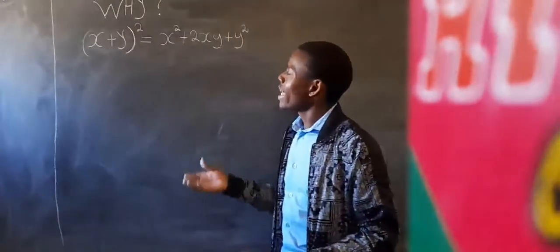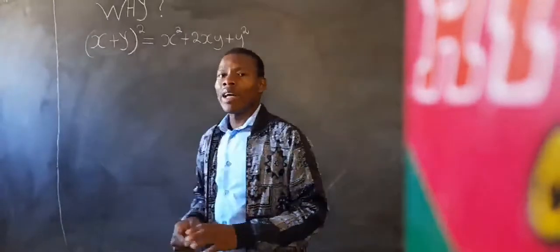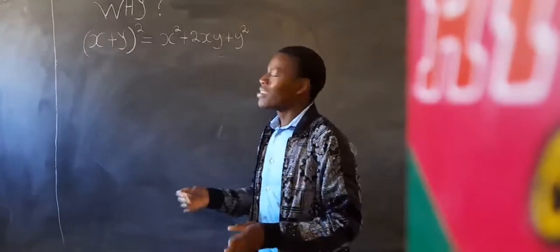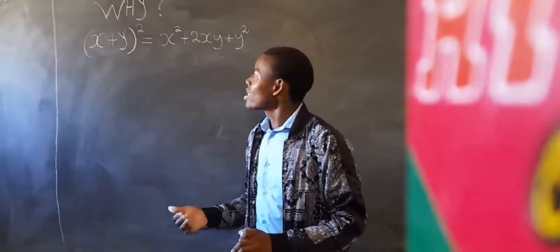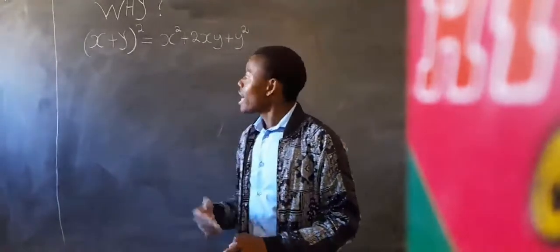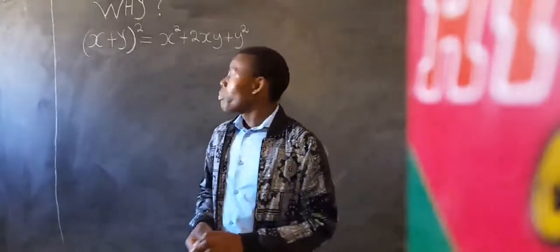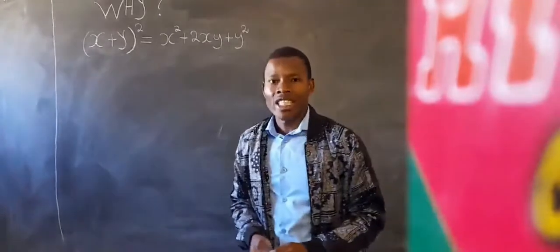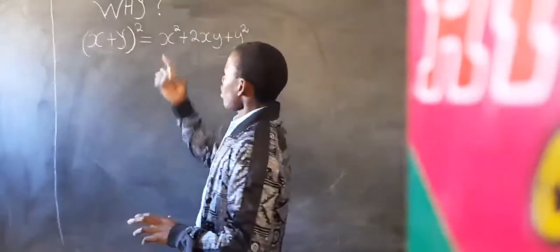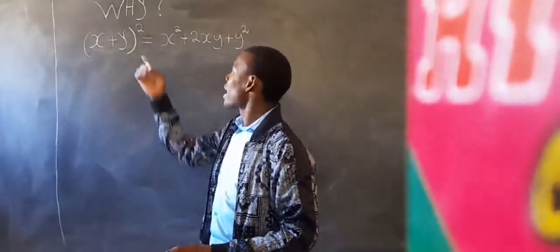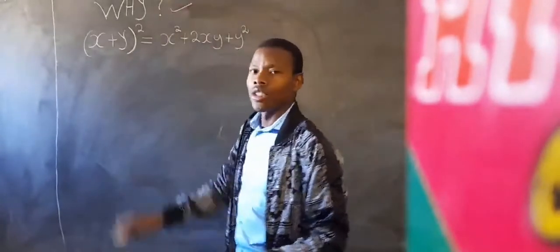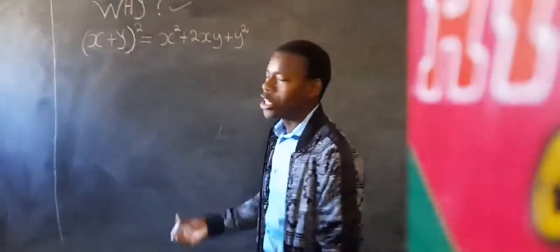So I'm going to take this question to a practical example so that one can see why we have x plus y all squared being equal to this right hand side. By doing that, we are going to answer this question: why are they equal to each other?